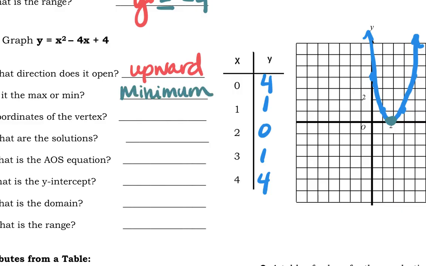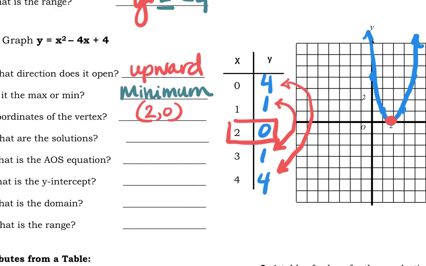Where is that vertex located at? And if you forget, look for your pattern, right? 1, 1, 4, 4. It's that break. So our vertex here is at 2, 0. All right, mind your solutions. Again, solutions are x, 0. And there's only one on this graph.